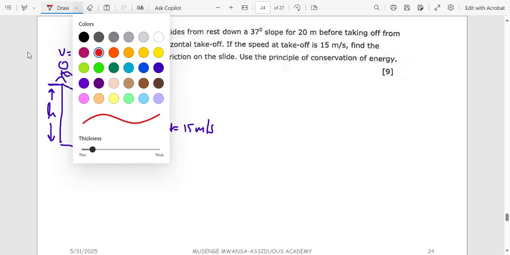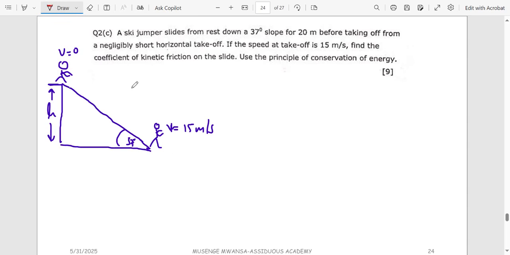Since we are using the principle of conservation of energy, what have we been told? Coefficient of kinetic friction, find the coefficient of friction. For you to find the coefficient of friction, it means that there is actually friction on the incline. So in that case, when you are using the energies, you need to understand what is the energy on top, because all the energy at the beginning should be equal to the energy at the end. That's the conservation of energy.